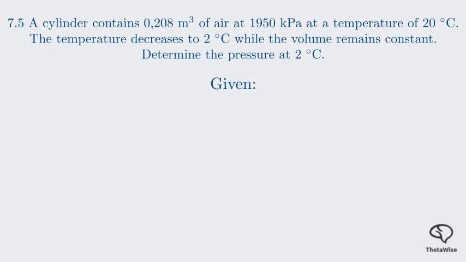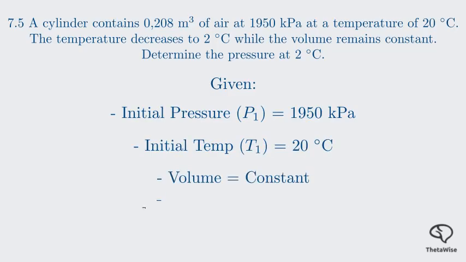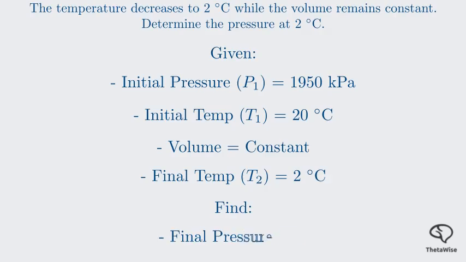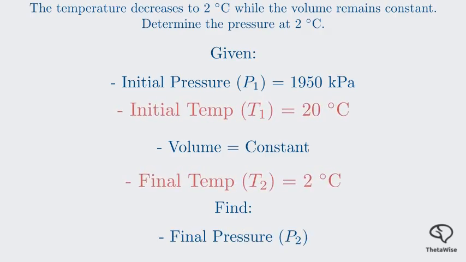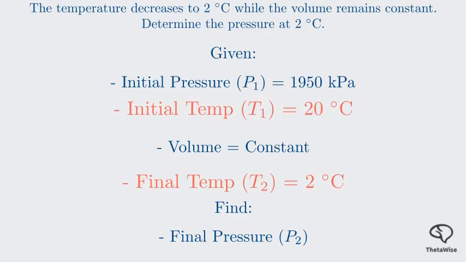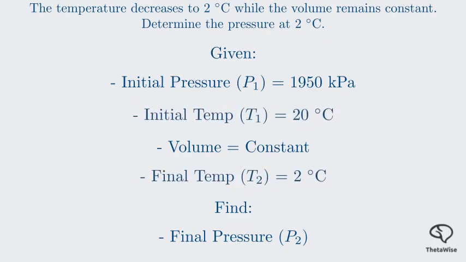Let's identify our given information. We have an initial pressure, P1, of 1950 kilopascals and an initial temperature, T1, of 20 degrees Celsius. The volume is constant. The final temperature, T2, is 2 degrees Celsius. We need to find the final pressure, P2. A very important rule for all gas laws that include temperature is that the temperature must be in the absolute Kelvin scale, not Celsius. This is a common point where mistakes are made.